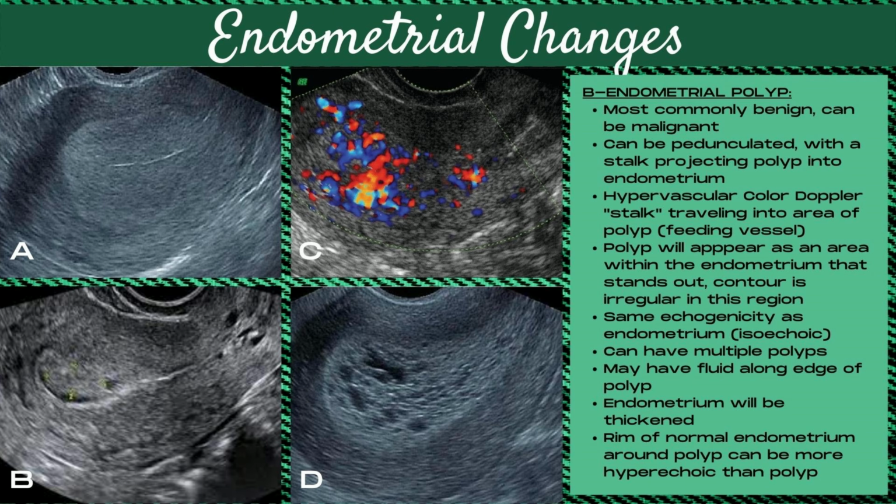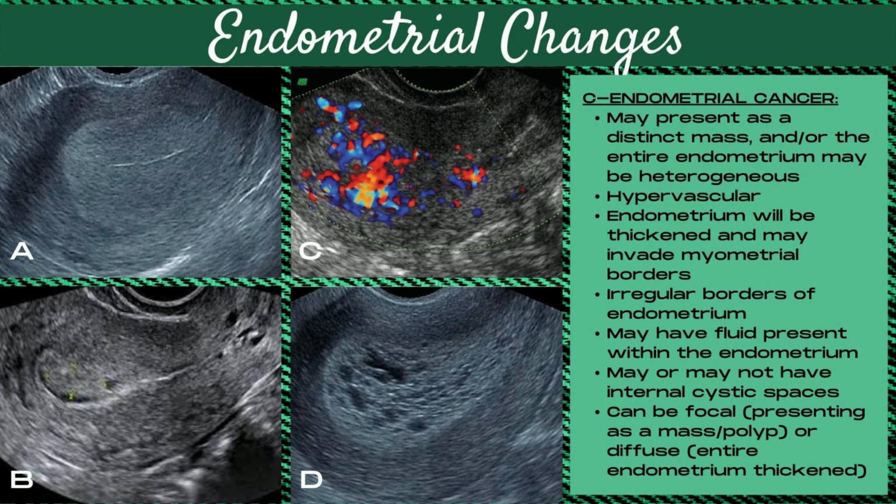The polyp is going to appear as an area within the endometrium that stands out. Contour is going to be irregular in this region. Often they're the same echogenicity as the endometrium, isoechoic, although sometimes they can be slightly more hyperechoic or hypoechoic. And you can have multiple polyps or a solitary polyp. You may have a slight amount of fluid along the edge of the polyp. The endometrium itself is going to be thickened. And sometimes there's a rim of normal endometrium around the polyp that can be slightly more hyperechoic than the polyp. Most of the time, however, it just appears like a slight contour change within the endometrium.